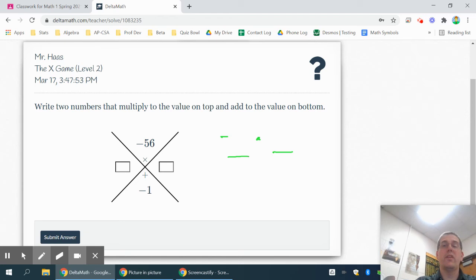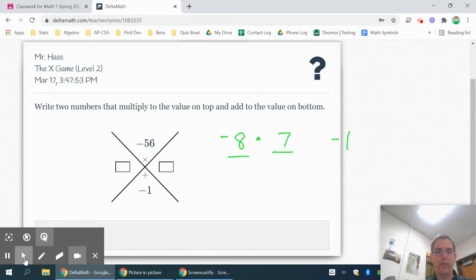In this case, first thing that comes to mind for 56 is 8 and 7. So if I make my larger number the 8 a negative, I can see a negative 8 and a 7 would add to a negative 1, and that's exactly what I need. So when you go to put your answer in, it's just going to be a negative 8 and a 7.